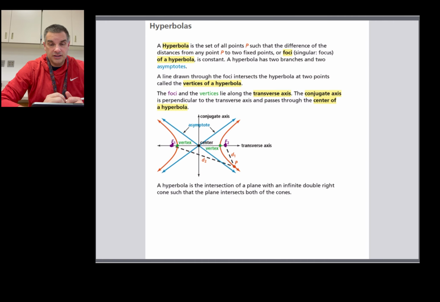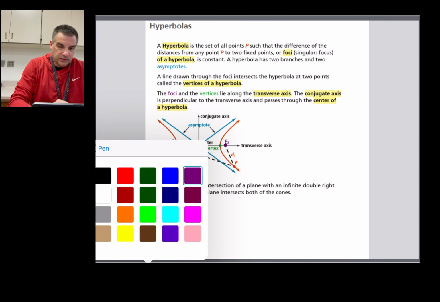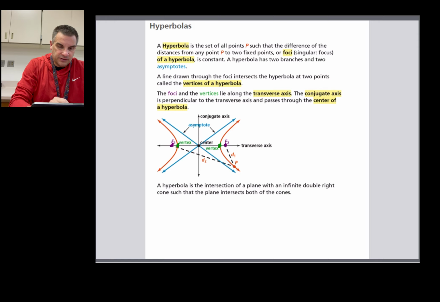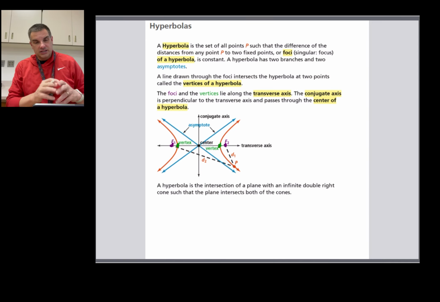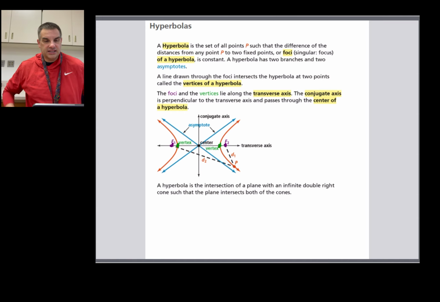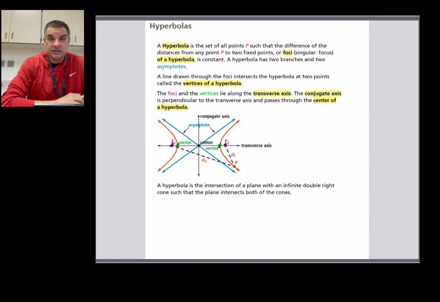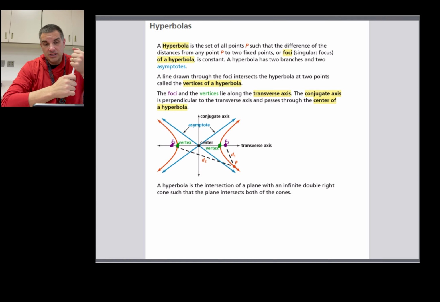The line drawn through the foci that intersects the hyperbola at 2 points gives us the vertices. So these 2 points, the green ones there and there, are called the vertices. And we're obviously going to work on finding those vertices as well. The foci and the vertices lie along the transverse axis. The conjugate axis is the one perpendicular to it, and we're going to find co-vertices for this as well to help us draw it. The transverse axis passes through the center of the hyperbola, and that center point is the point we're going to use to help us draw it. So we're going to find the center. We're going to find the vertices.